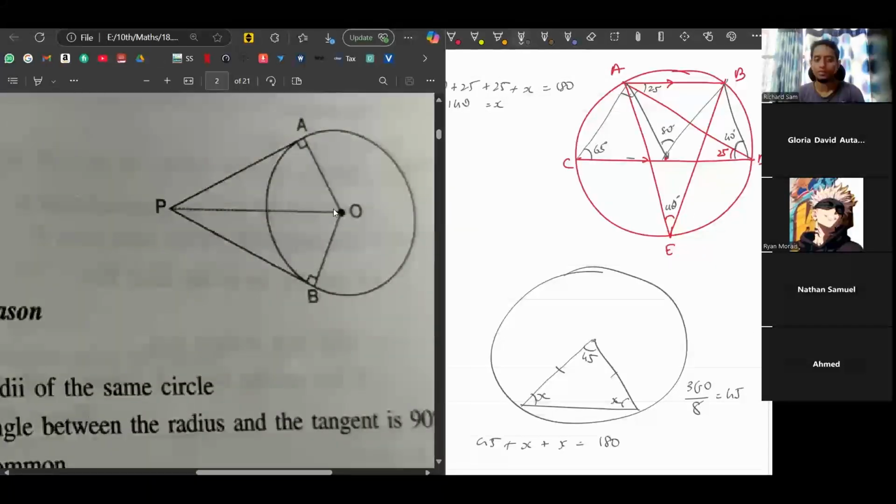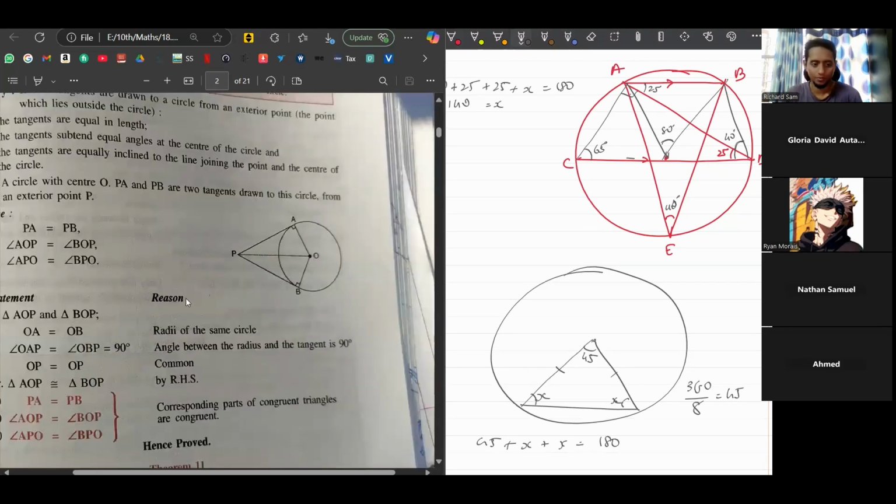Then what is this property? From a point outside the circle, the two tangents that are drawn will be equal in length. PA and PB will be equal in length.